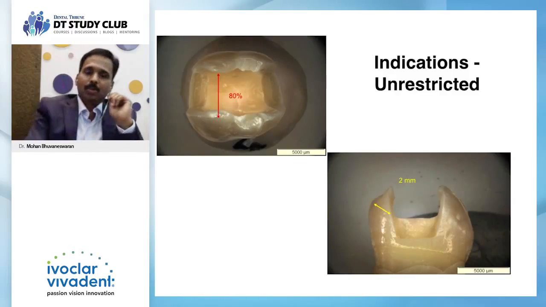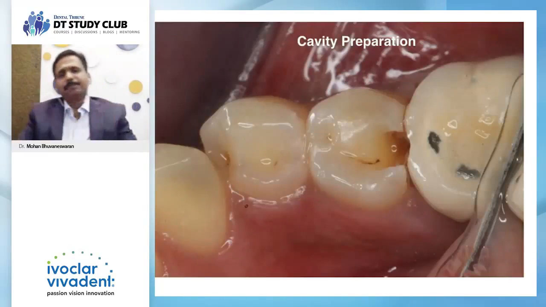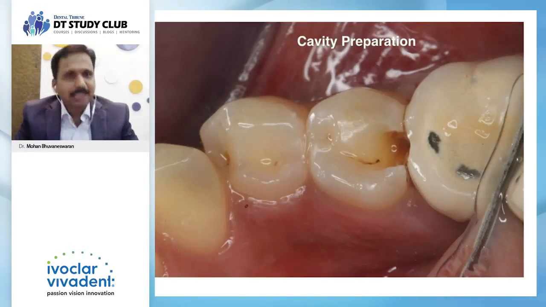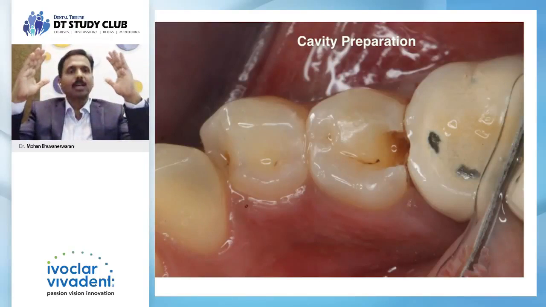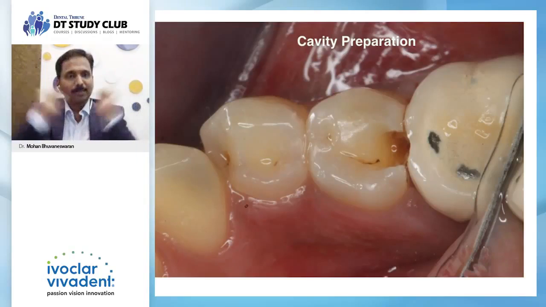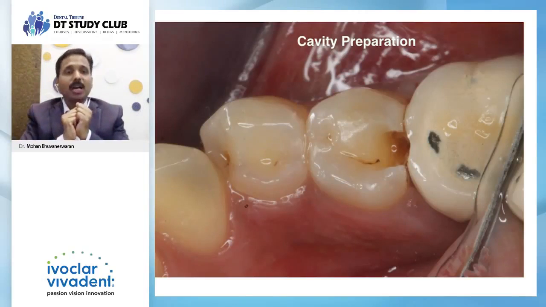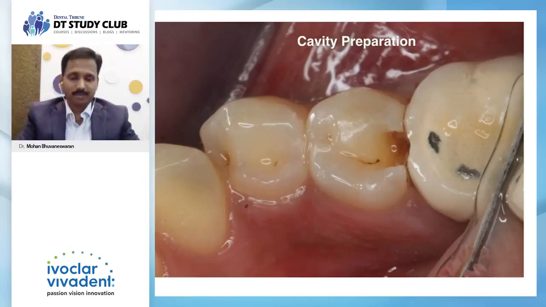Fine. So that brings us to cavity preparation. The cavity preparation, according to me, has to follow the same basic rules we followed for silver amalgam, that is an occlusal convergence. Mechanical retention is primarily important because we are talking about unbonded restorations.